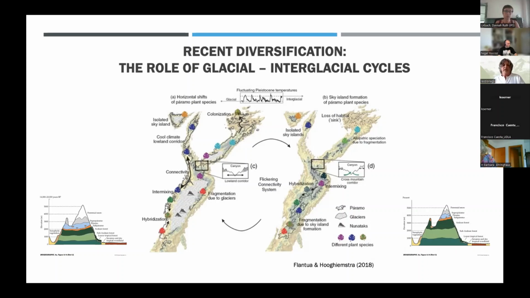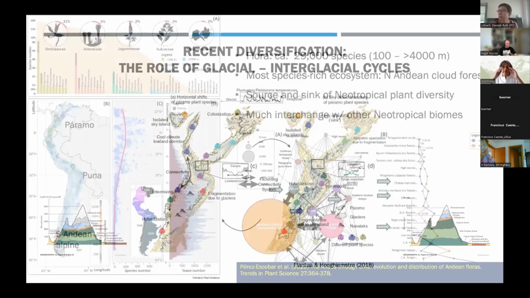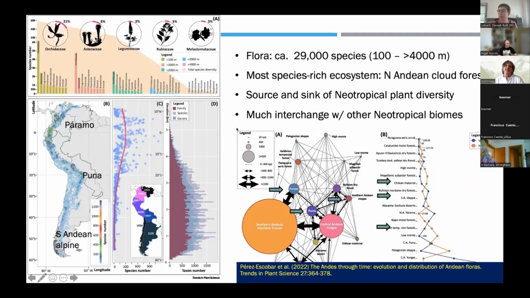Okay, so we have the result, which was very nicely summed up for plants in a recent publication, which used nearly 30,000 species identified in the Andes, in the range from 100 to above 4,000 meters, showing a latitudinal trend whereby diversity is highest in the northern Andes. The most diverse ecosystem, in the northern Andes, is the cloud forest. Second after it is the Andean sister ecosystem, the Andean montane forest.